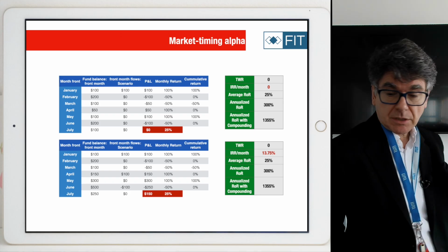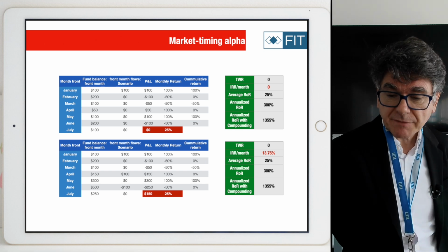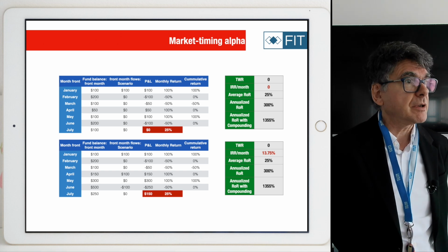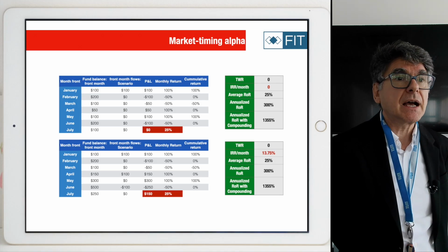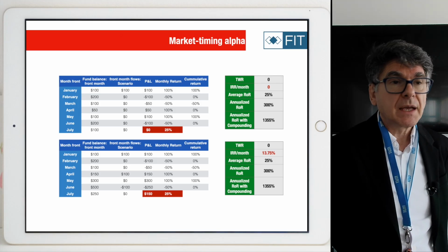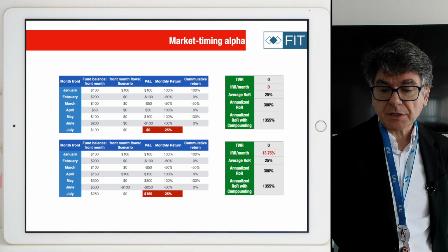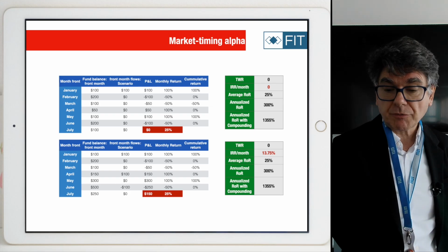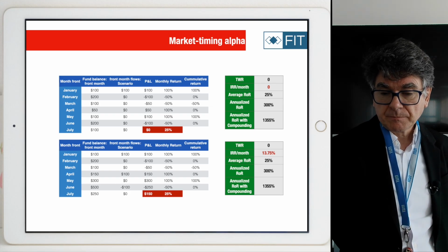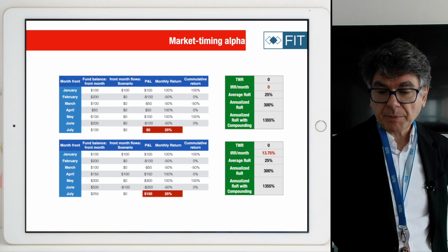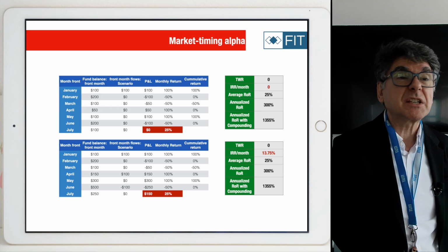So I have the statistics of both of those managers. The passive manager has a time-weighted rate of return of 0, has an IRR of 0, has an average rate of return of 25%, an annualized rate of return of 300%, and an annualized rate of return with compounding of 1,355%, makes nothing.